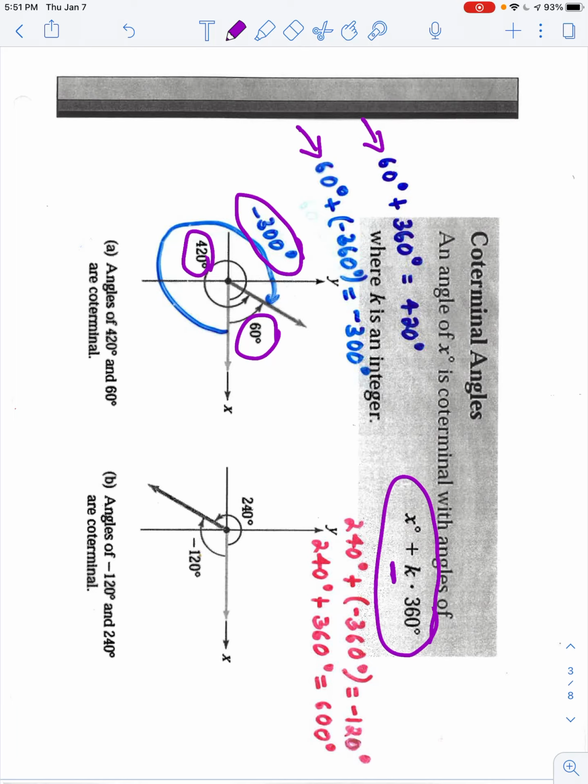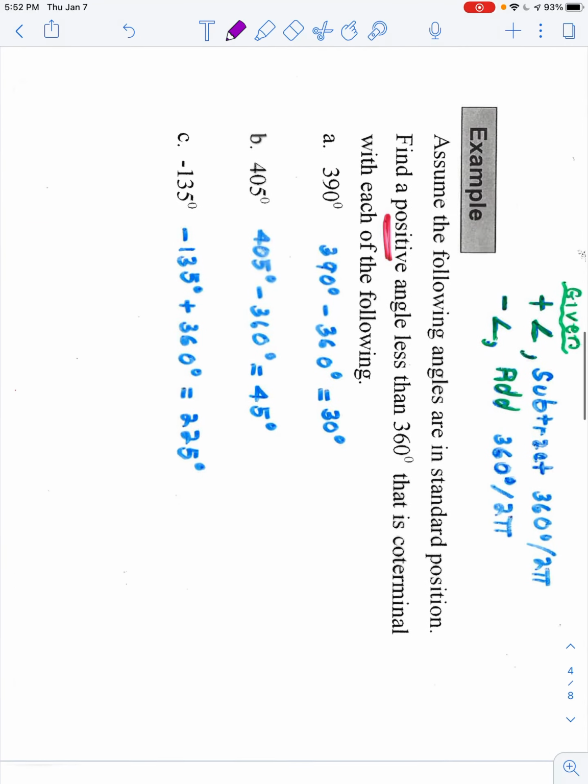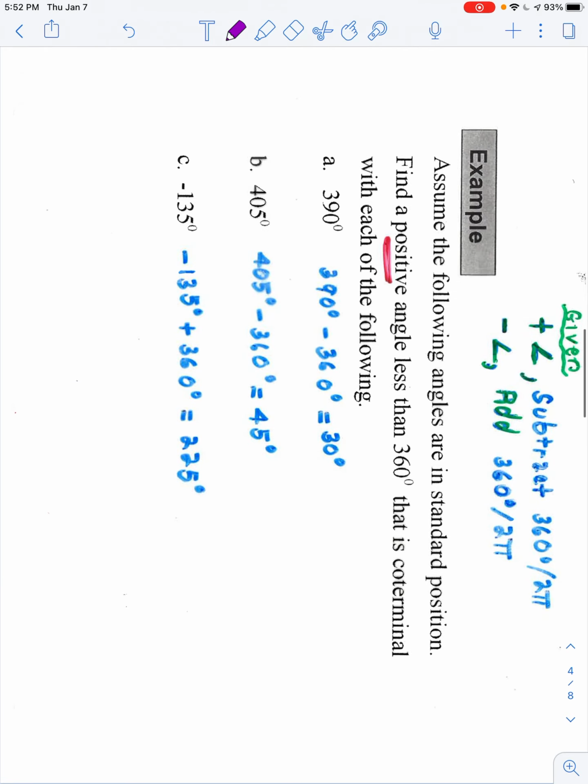So on the right, same thing. I have a 240 degree angle drawn. If I subtract 360, that's negative 120. So it shares the same initial and terminal side. On the other hand, if I want to add 360 to 240, I can find a 600 degree angle. It's not drawn, but you would go a full revolution plus 240 more, and you would have the same initial and terminal side. So you're going to add and subtract multiples of 360 to find coterminal angles.